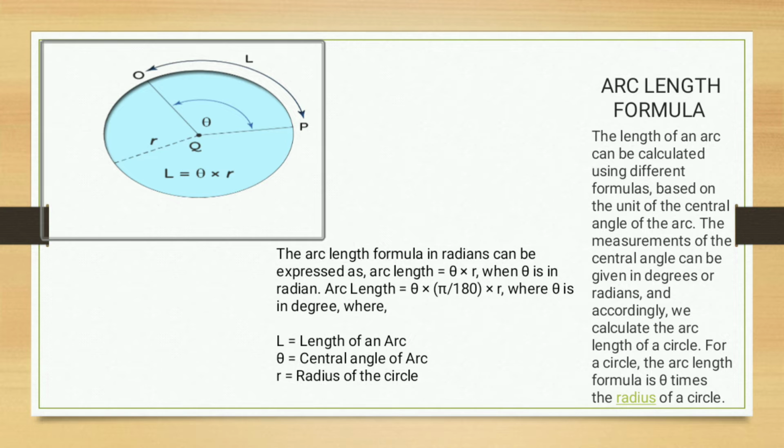Arc length equals θ times (π divided by 180) times r, where θ is in degrees, where L is the length of the arc, θ is the central angle of the arc, and r is the radius of the circle.